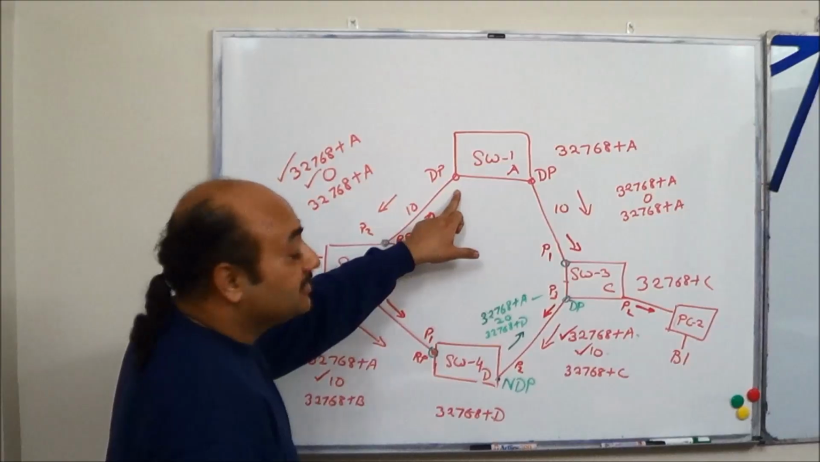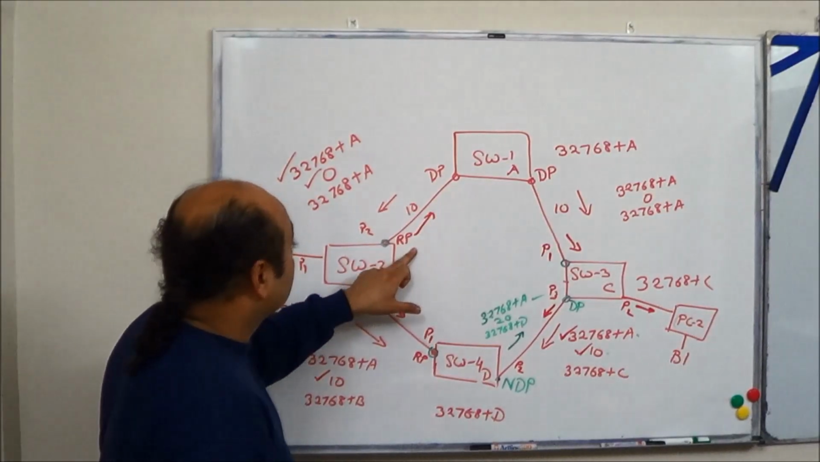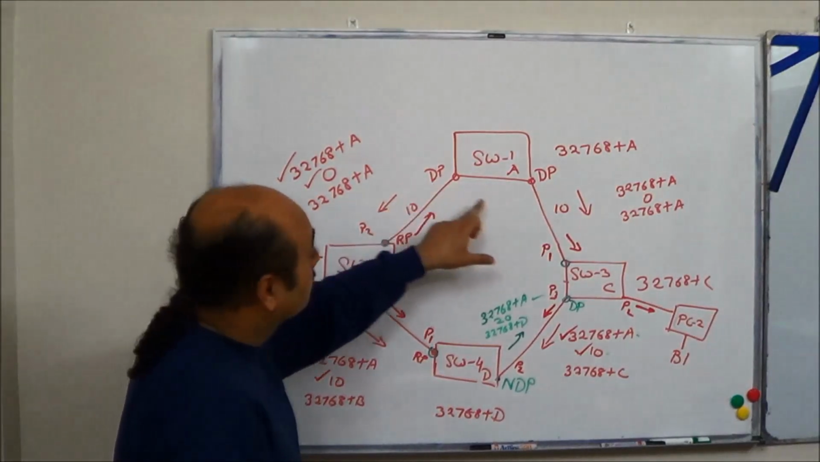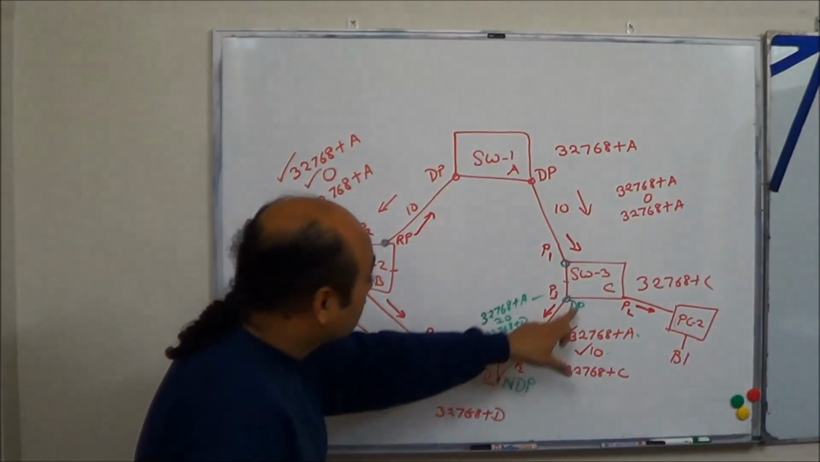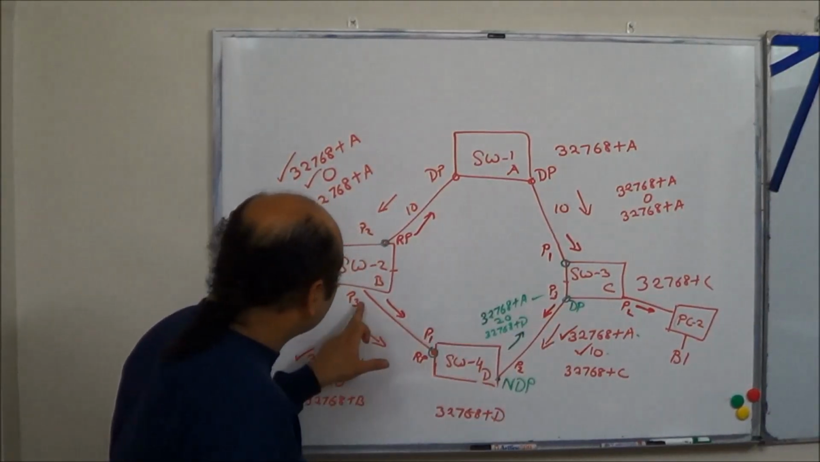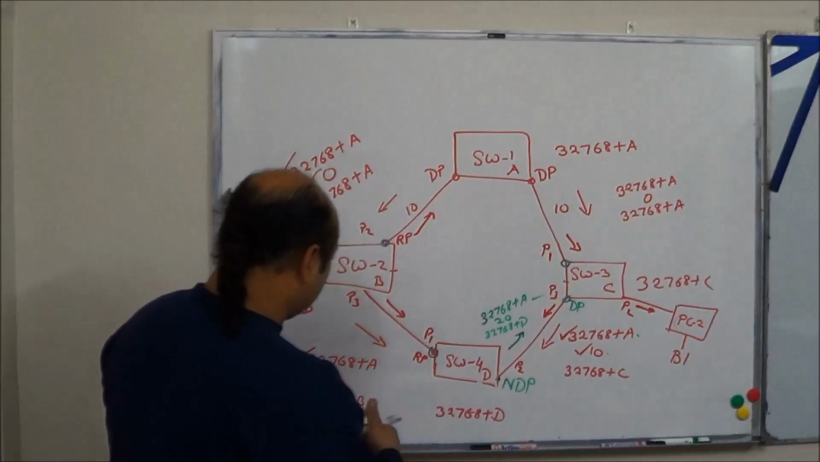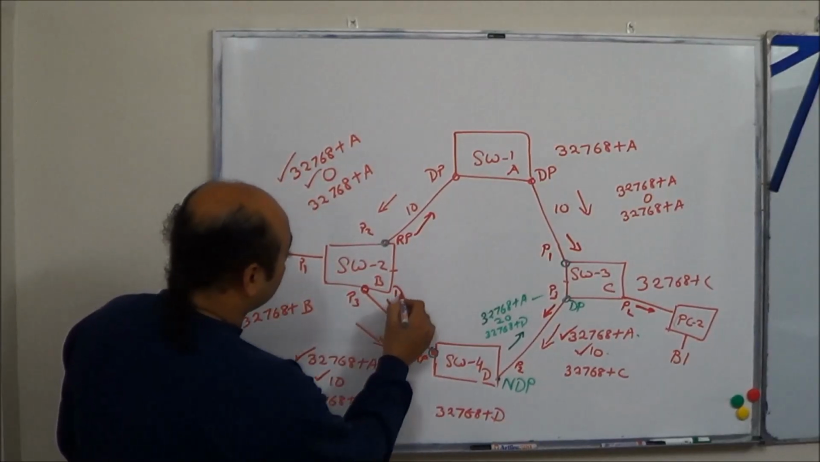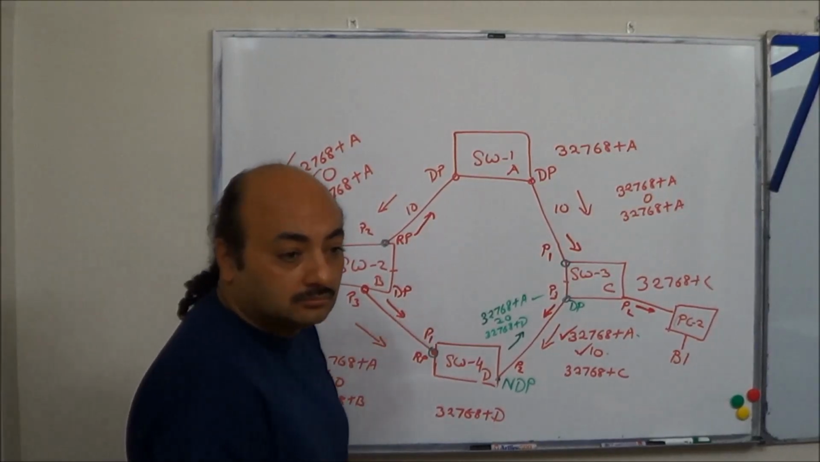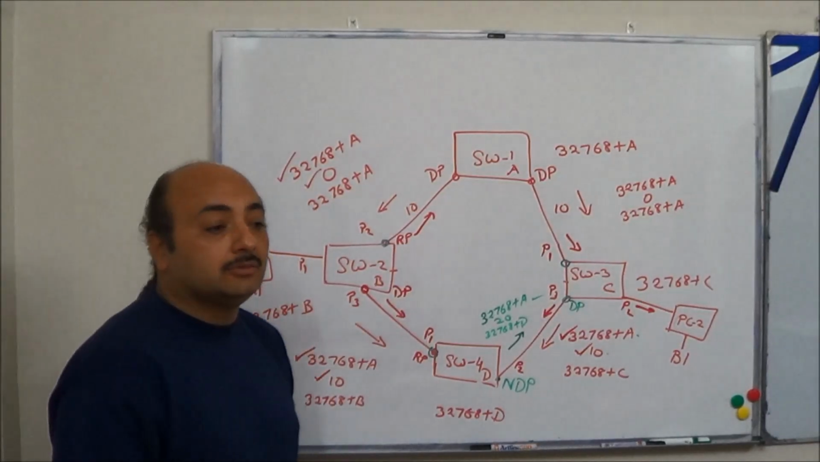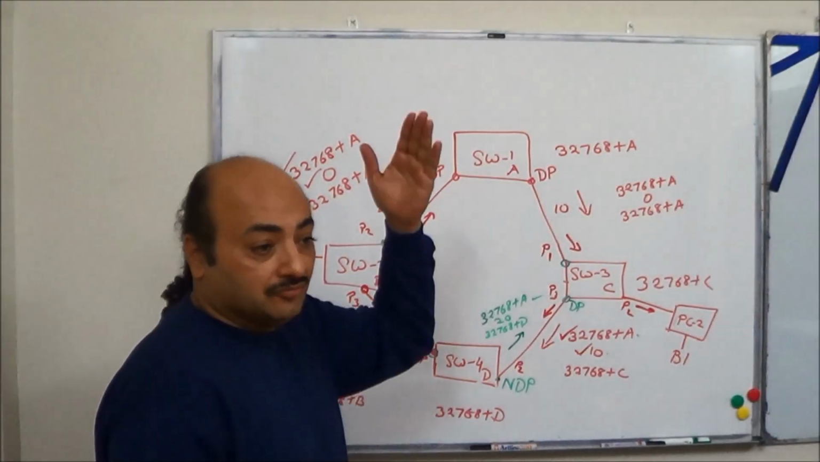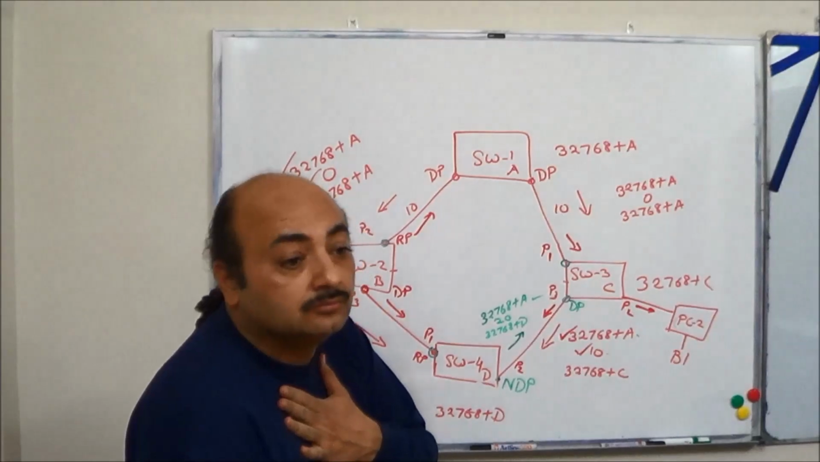See, the first condition was true. This segment has a DP, this segment has a DP, this segment has a DP, this segment has a DP. Who's the DP? P3. Designated port is the port which sends out BPDUs.